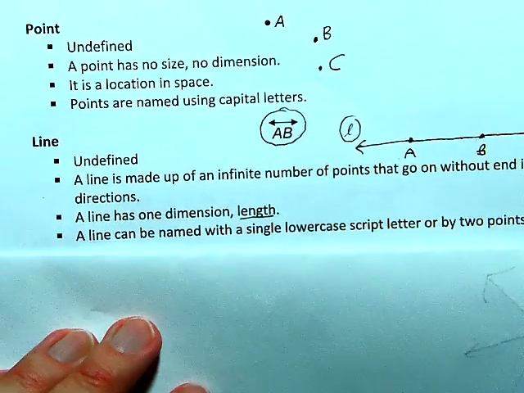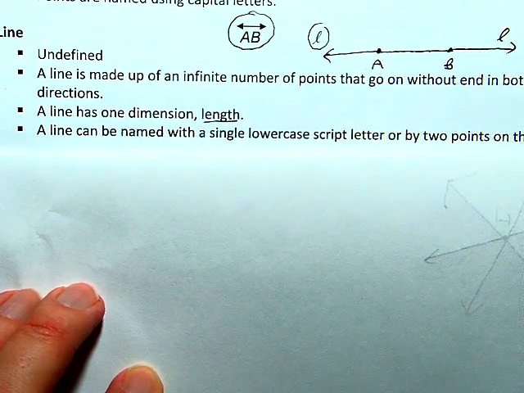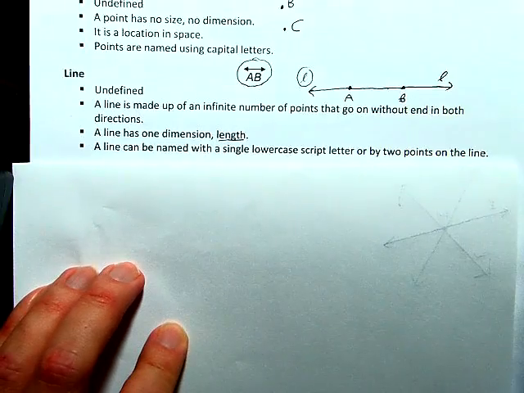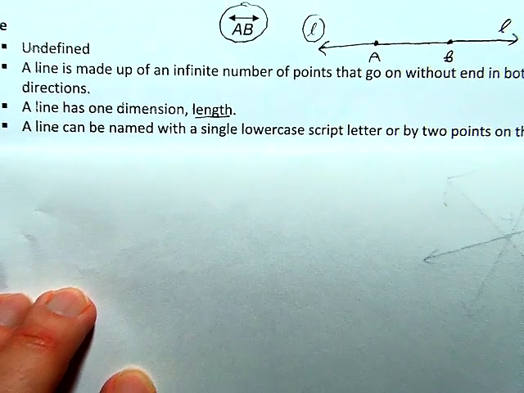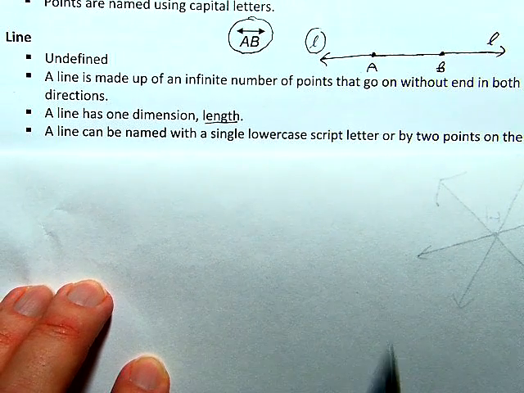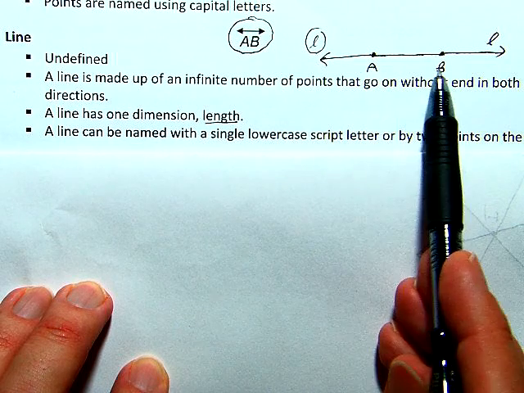Moving on to a line. A line is another undefined term. It's made up of an infinite number of points that go on without end in both directions. So for example, here I've drawn a line, and this is line AB.